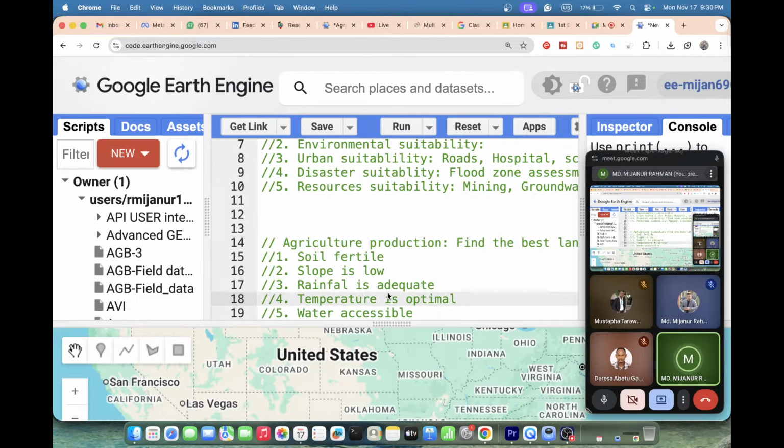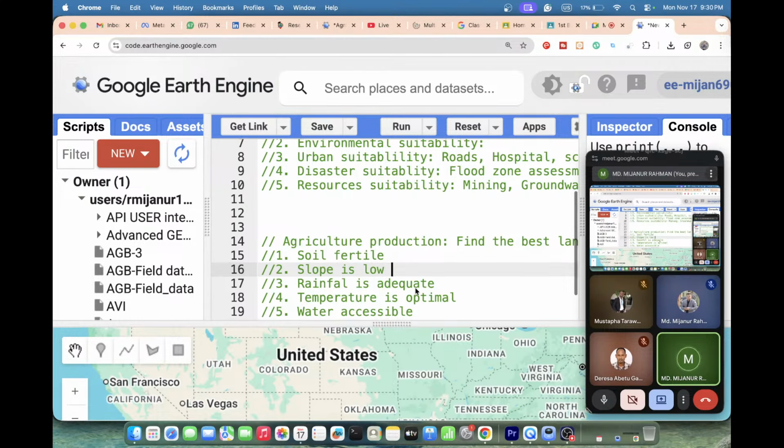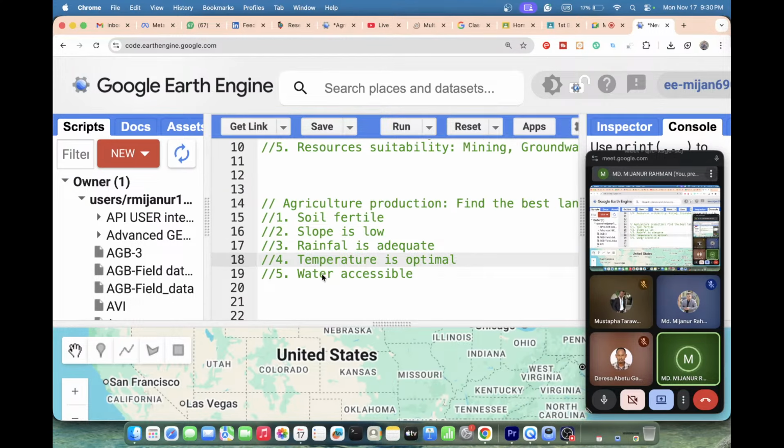Suppose in this case, the first factor is that soil is fertile. I choose a place, find the best land where soil is fertile, and I simply choose it. Then slope is low. I simply ignore the high slope area. So slope is low. This is another condition to identify the best agricultural land area. Then rainfall is adequate. Then temperature is optimal and water is accessible. We can easily access the water, by the distance, by the river or any area.